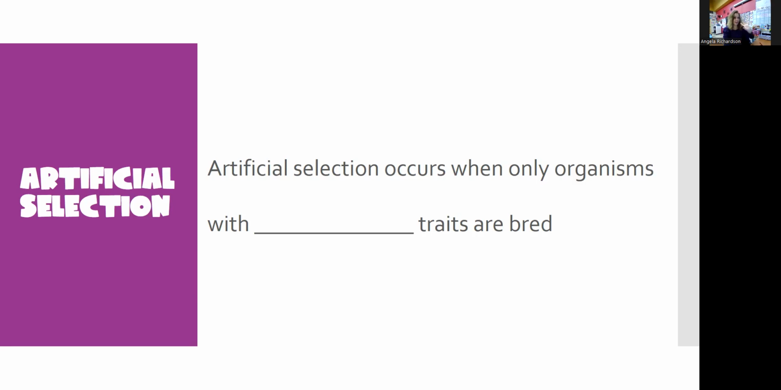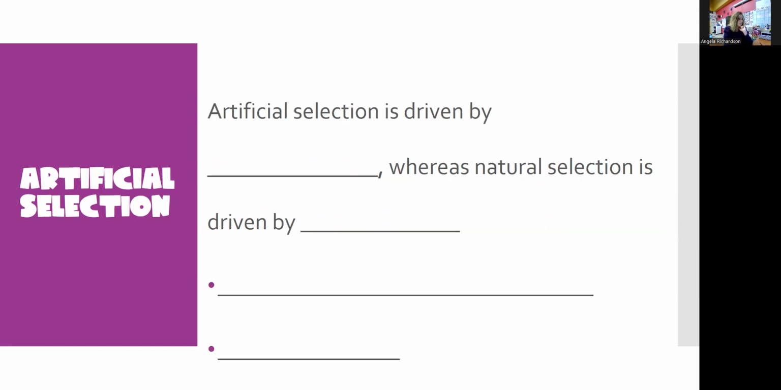Artificial selection takes that and flips it 180, turns it on its head, and says, nope, only the organisms with the desired traits get to be bred. It doesn't matter how well you are adapted for it, it's traits that humans want. So humans are going to be the ones driving artificial selection, whereas nature is the thing driving natural selection. So once again, artificial selection is driven by humans, whereas natural selection is driven by nature.